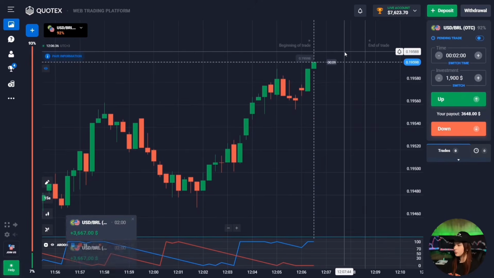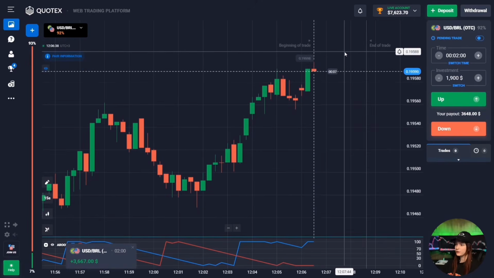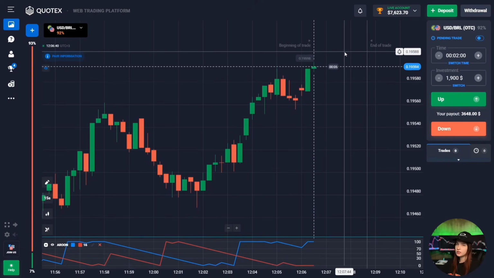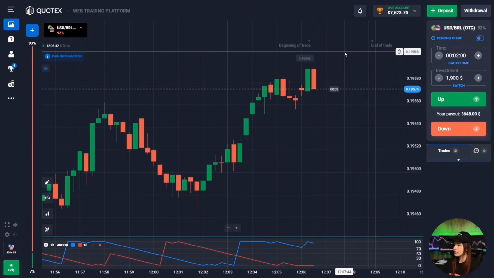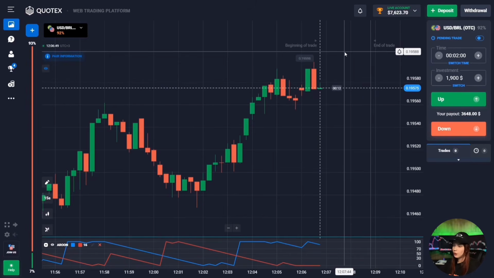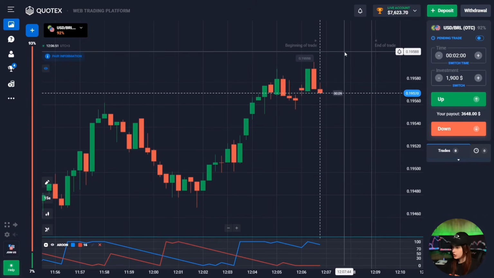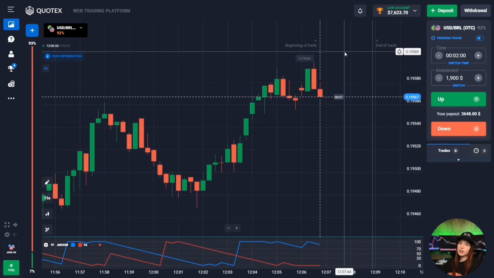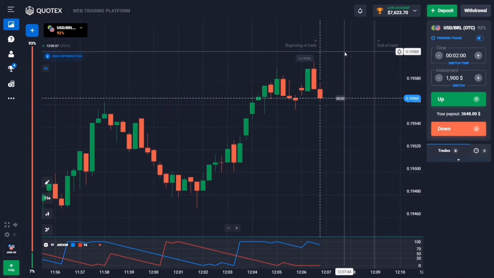Alright guys, that's great, and as you can see, the price is moving according to our scenario and is showing strong growth. So guys, this deal brought us a profit and our account balance has already exceeded $7,000. With this, our trading goal for today has been achieved, and I suggest that we finish our trading session right here. So guys, this is the end of our trading session.